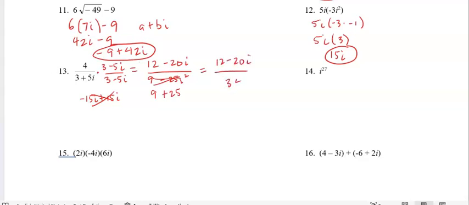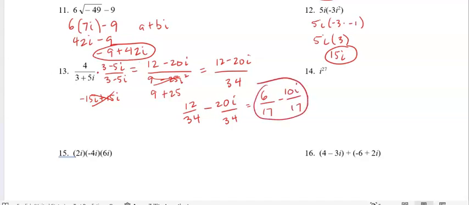And we end up with this. And now I'm going to ask you to break this up into two different fractions. One will be real, one will be imaginary, and then reduce if you can. We can in this case because we can divide by 2. 12 divided by 2 is 6. 34 divided by 2 is 17. And this would be 10i over 17. So there's my final answer for number 13.